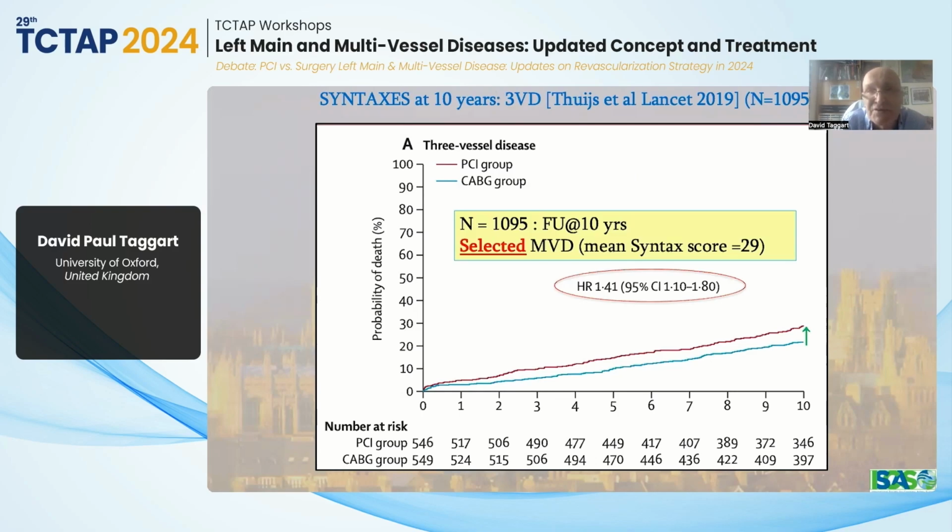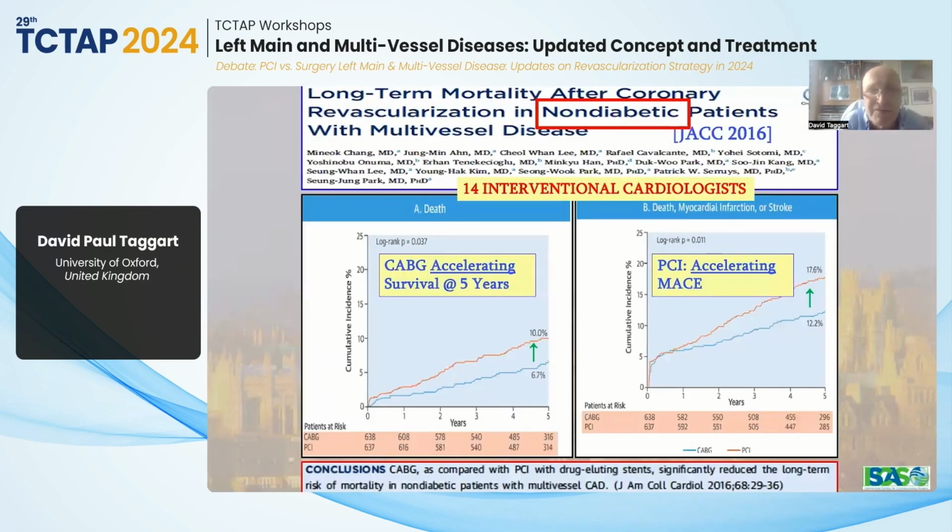And if you look at the SYNTAX score out to 10 years, we can see there's a continuing survival benefit in favour of CABG patients. And as many of these patients will have anticipated life expectancies of 15 to 20 years, this remains very important. Also, many of the cardiologists in this room took part in this study, looking at long-term mortality after PCI with drug-eluting stents or CABG in non-diabetic patients, and they concluded CABG, as compared with PCI with drug-eluting stents, significantly reduced the long-term risk of mortality in non-diabetic patients with multivessel coronary artery disease.